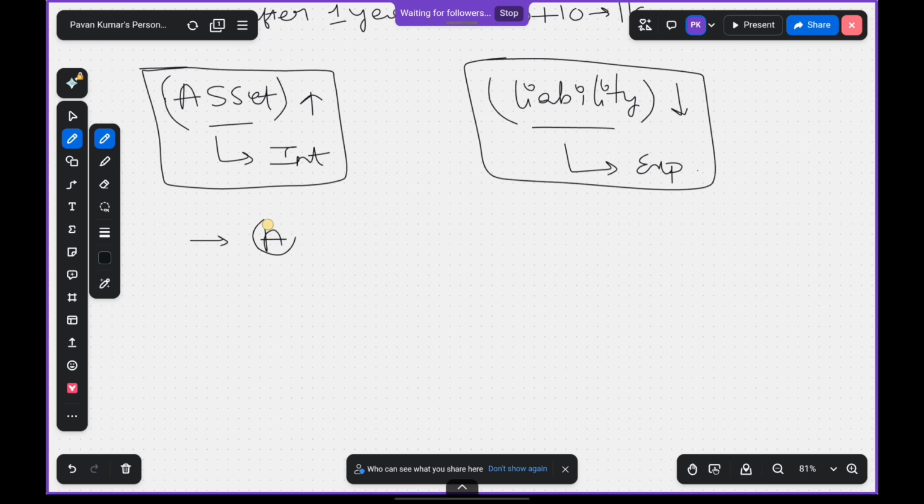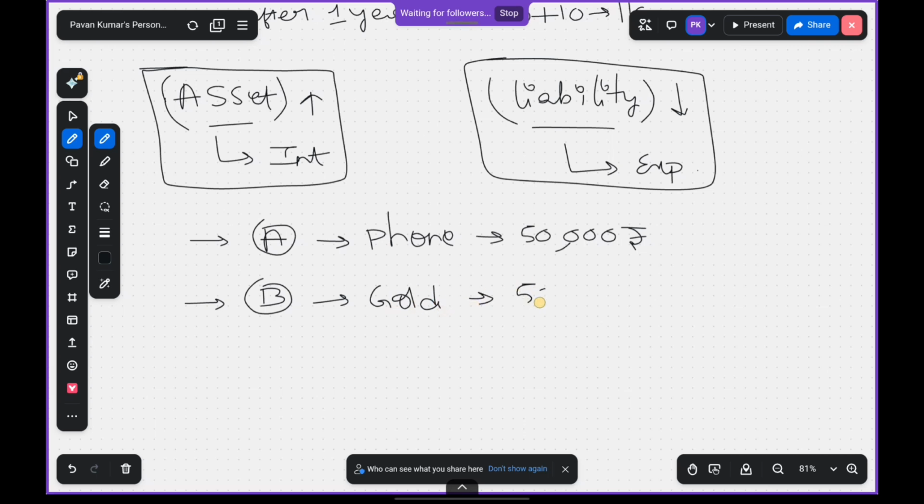A has purchased a phone worth 50,000 rupees, and B has purchased gold for the same 50,000 rupees. Here, let me know what is the asset and what is the liability. The phone is a liability and the gold is an asset.